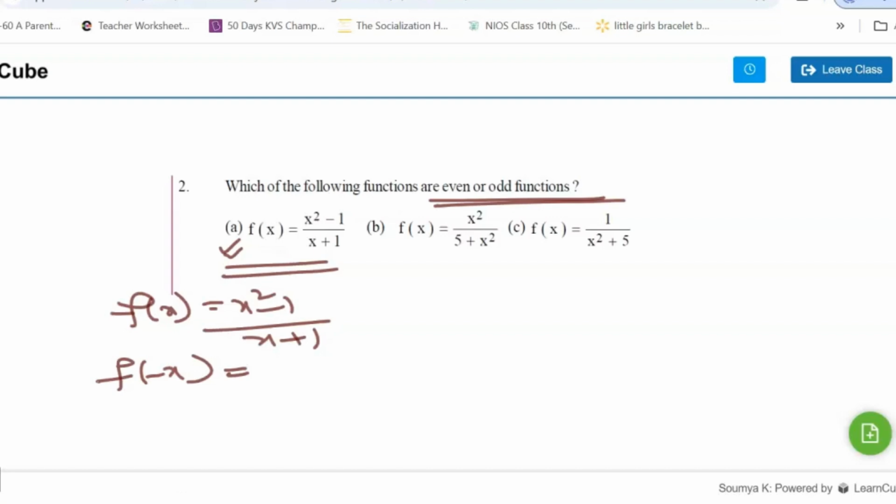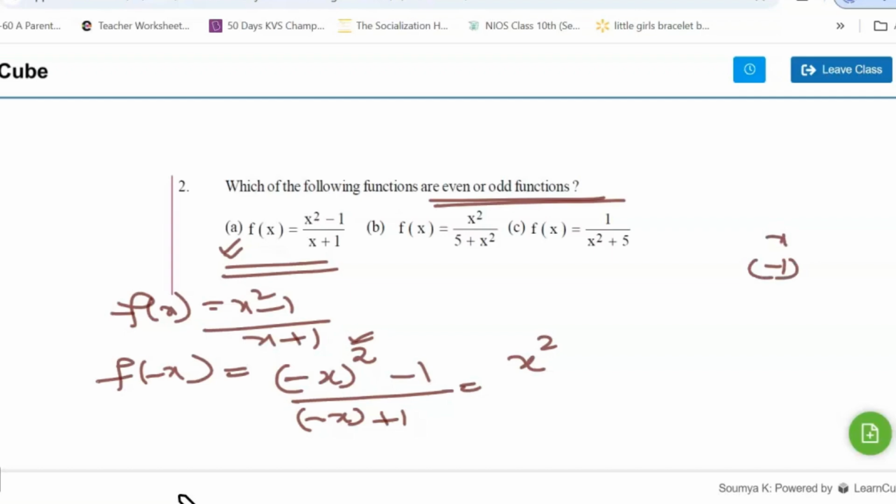So for f of minus x, substitute everywhere where you have x. So minus x the whole square minus 1 by minus x plus 1. If you open the bracket, it will be x square, because the negative sign is applied 2 times, so minus 1 into minus 1 will be plus 1. When the exponent is an even number and you have a negative sign for a number, it automatically turns positive. Because of this reason, minus x square becomes minus 1 into minus 1, so it will be 1. The result will be 1.